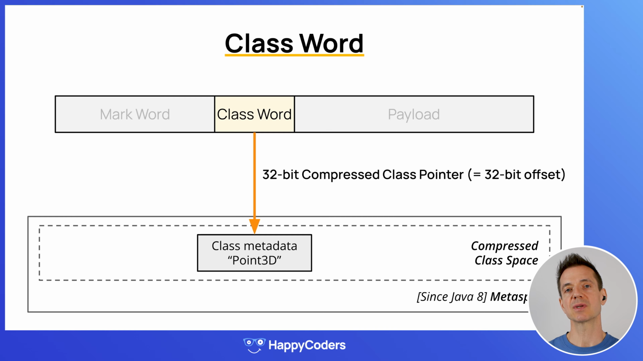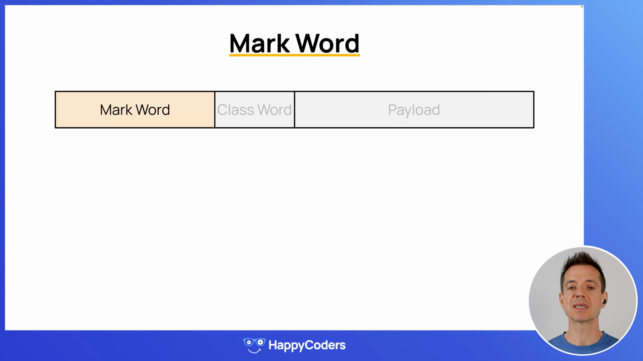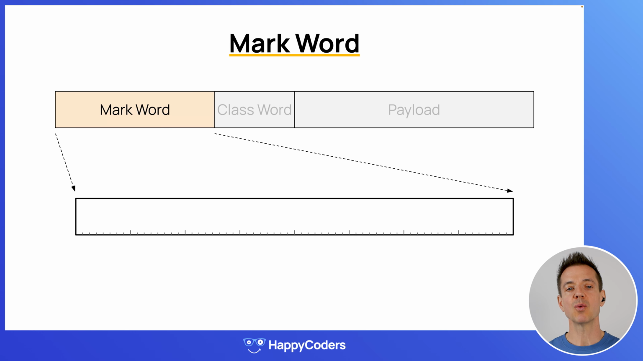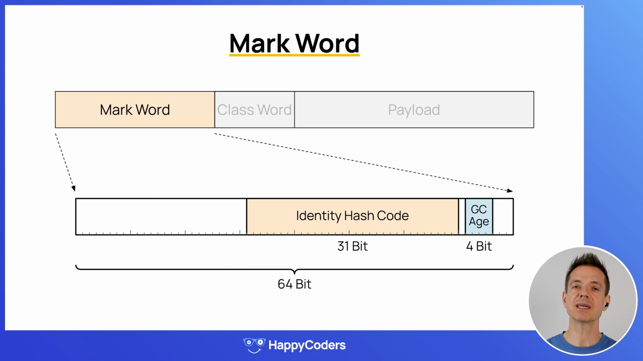And there really isn't much more to say about the class word, which is why we can move right along to the mark word. There's actually quite a bit more to say about the mark word, so let me walk you through it in detail here. The mark word is 64 bits wide and contains the following information for every Java object. The identity hashcode, that's the value returned by System.identityHashCode. It's 31 bits wide. The object's age, meaning how many times the object has survived a garbage collection in the young generation. That's 4 bits.